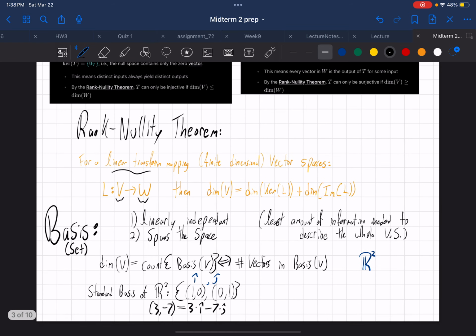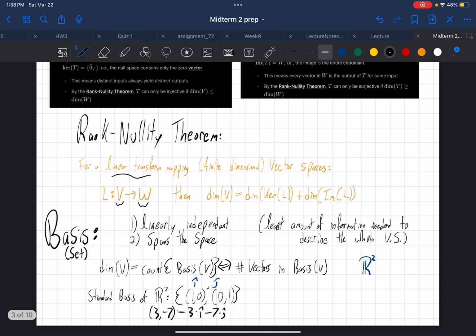Okay? Now, we're going to bring this all together after we talk about bases. So a basis is simply a linearly independent spanning or generating set. So it's a set of vectors. They don't have to be unique necessarily. So i hat and j hat are the standard basis for R2, but 2 times i hat and 2 times j hat would still be a basis because they're still linearly independent and they would still span the entire space.